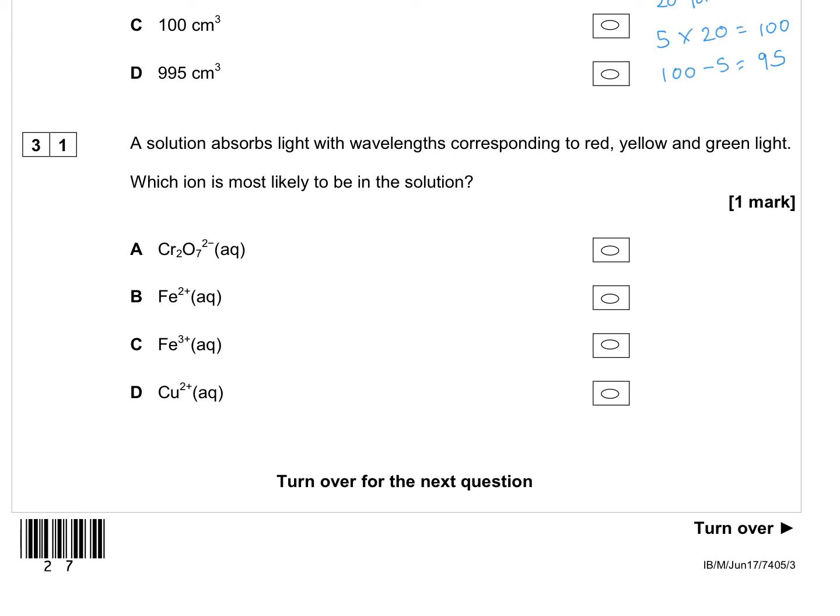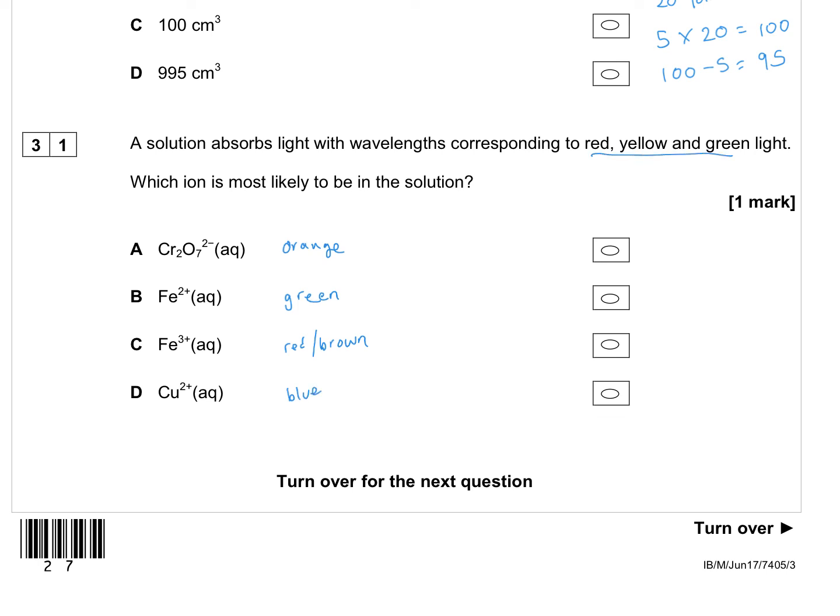In this one, you're asked that if a solution absorbs light of different wavelengths corresponding to different colours, what ion is most likely to be in the solution? First step, go through and try to remember what colours they all are. You should know that dichromate is orange, because it goes from orange to green when it's used in the test. The iron 2+ is green, or tends to form pale green solutions. The iron 3+ tends to have a rusty orangey brownie colour, so red-orange, red-brown. And the copper 2+, hopefully you all remember, is blue.